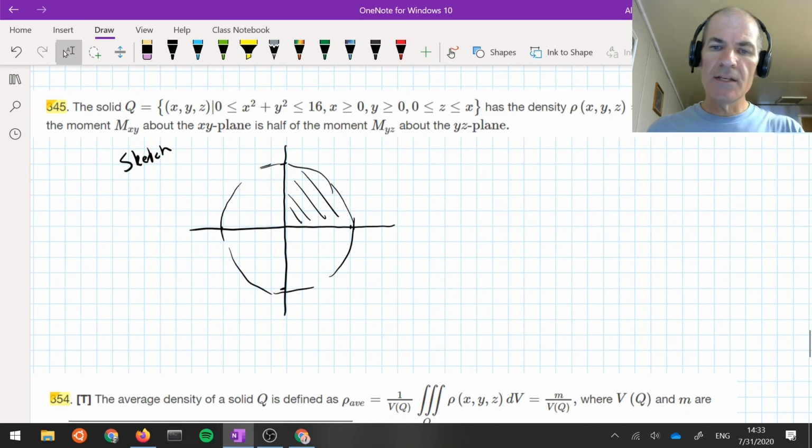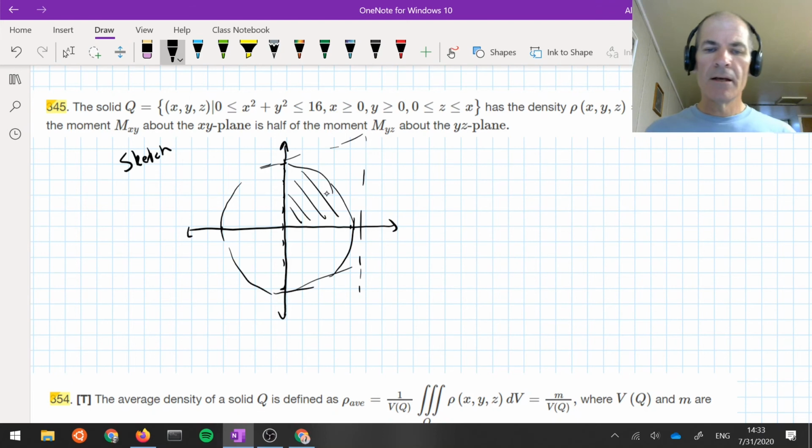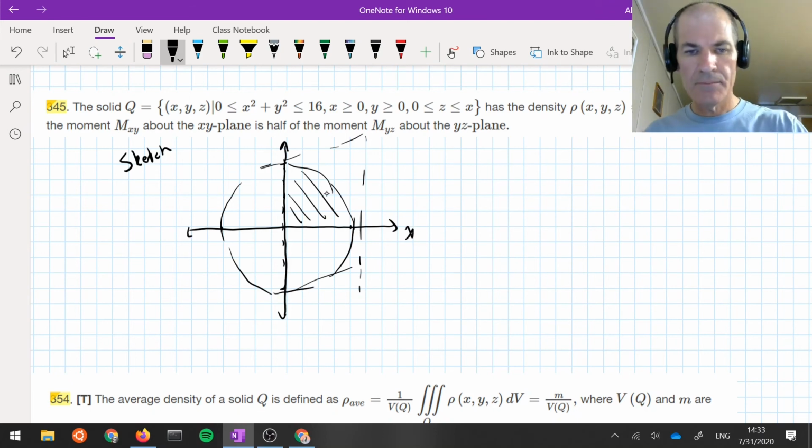And then finally, z is going from 0, the xy plane, up to the plane z equals x. So that's a plane that would kind of hit the xy plane here, and then it would kind of go up in this direction. Okay, and you have to kind of imagine that sitting above the xy plane here.